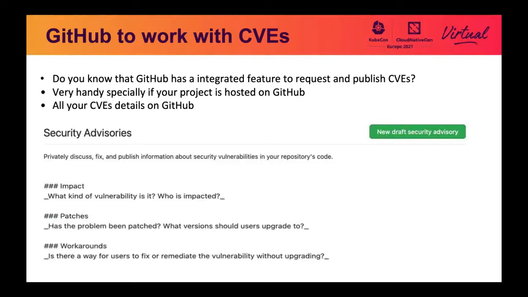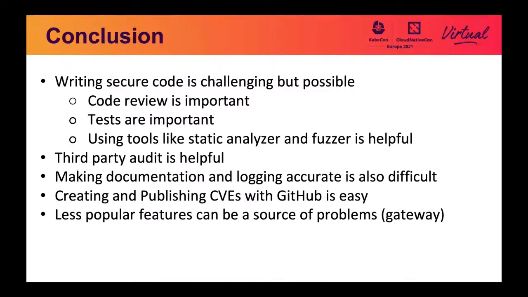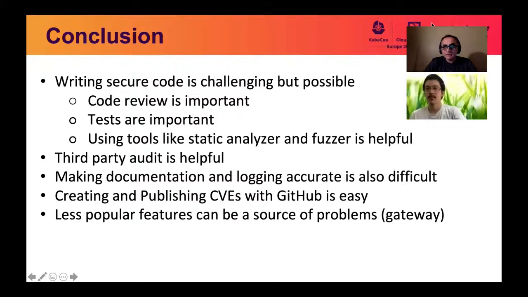It also has a really good template. It shows what kind of vulnerability it is, the one that you are interested in publishing, who is impacted, the problem that has been patched, what version the users of the software project should upgrade to, and if there's any workaround. So the template allows you to put in good detail that can help users understand the CVE. We wanted to mention this because, as I said, it is something we learned as part of the security audit process. With that, Mitake, would you like to conclude the talk?